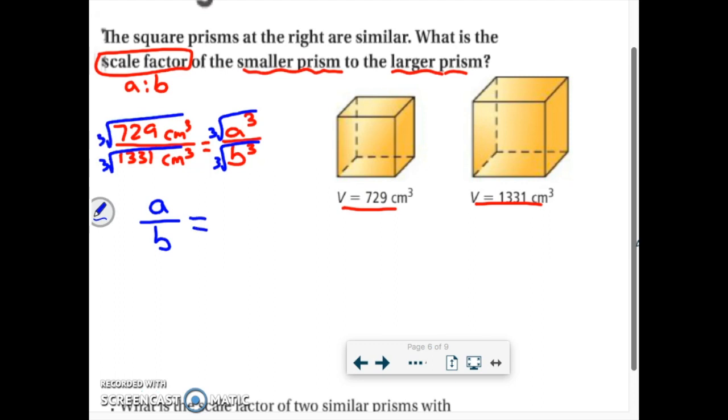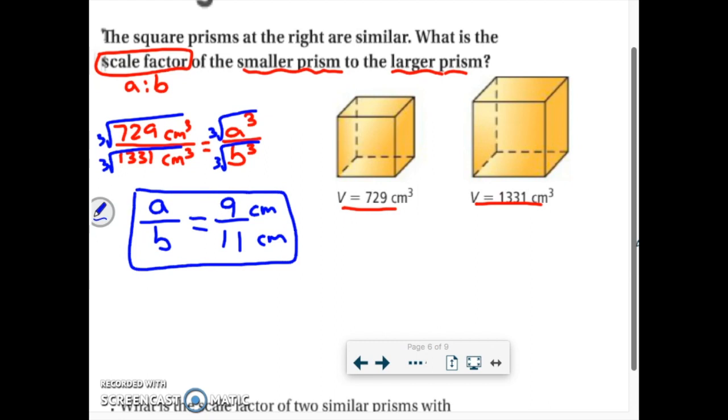So a to b is now the cube root of 729, which if you punch in your calculator, you get 9. And the cube root of 1,331, which is 11. So now these are in centimeters. This is already simplified, so that would be my scale factor, a to b. So if they would have given us area, we could have just taken the square root. But since they gave us volumes, we had to take the cube root.